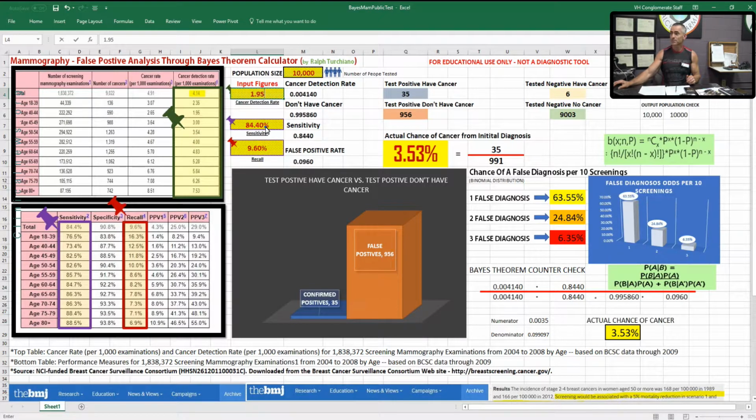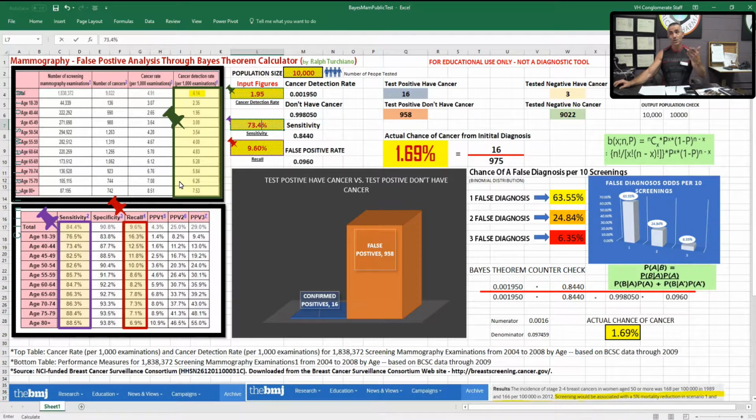Now also, you're going to see all these figures change. There's a Bayes' theorem counter check, and you'll see this number change, as well as the population output, which should stay the same. I use that to validate the figures here, which should always add up to 10,000 if the population size is 10,000. All right, so back to that. 1.95 is the detection rate of 40 to 44. The sensitivity rate is 73.4%.